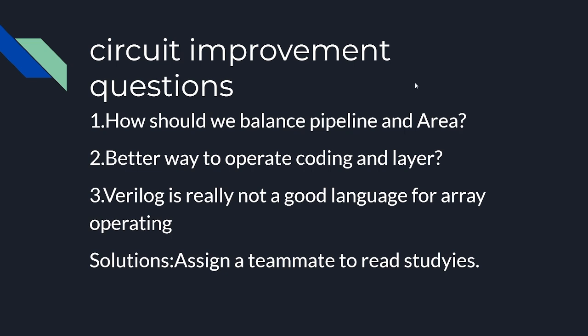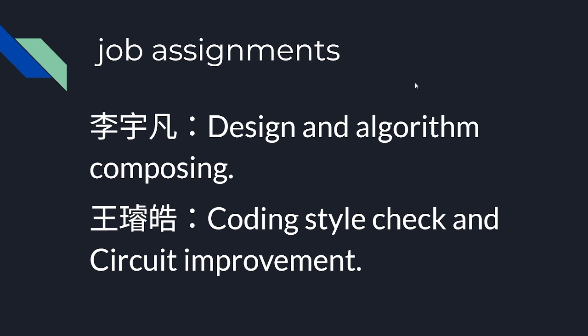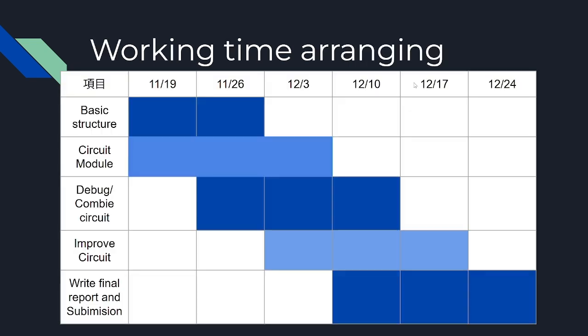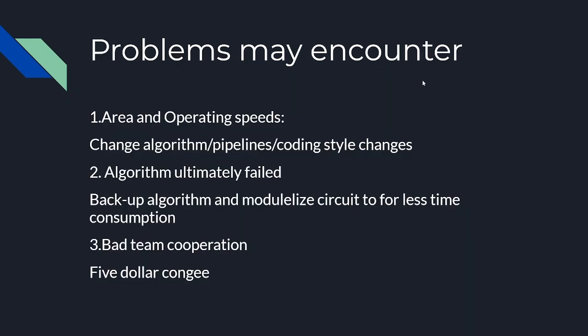Next, job assignment. We will be doing the circuit design and algorithm composing, and I will be doing the coding style check. Next is the Gantt diagram. We will be testing the circuit this week, and we are looking forward to finishing the circuit in 2 weeks. About the problems we may face, first, as we stated before, is how to strike a balance between the working speed and area of the circuit. Maybe changing the code with another algorithm will work.